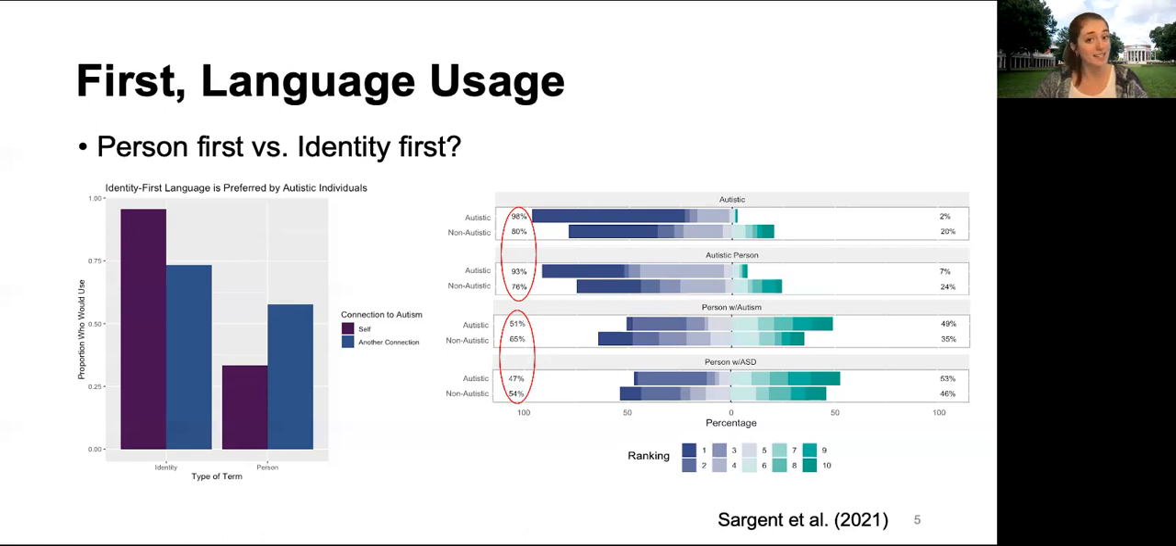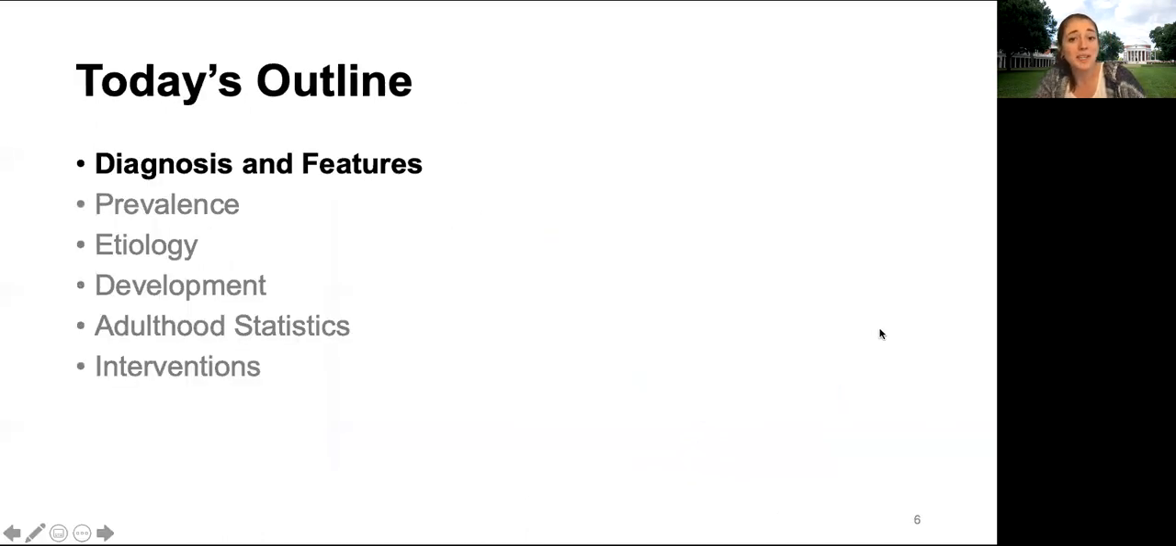So that's how I tend to talk for presentations like this. Obviously, if you're talking with a friend and they are autistic, it's best to ask them how they prefer to be referred to and refer to them as such. But in the absence of being able to do that, I mix it up a little bit, but generally use identity first terms. So that was a quick language note.